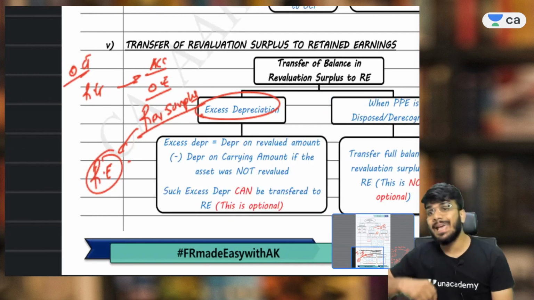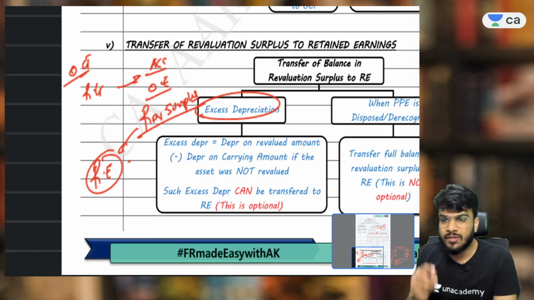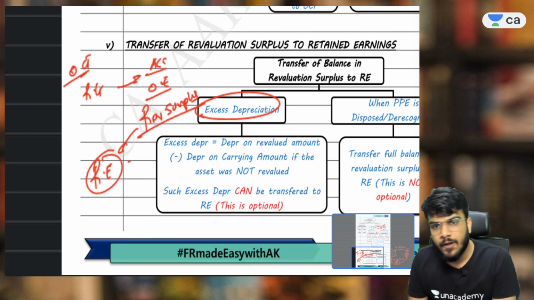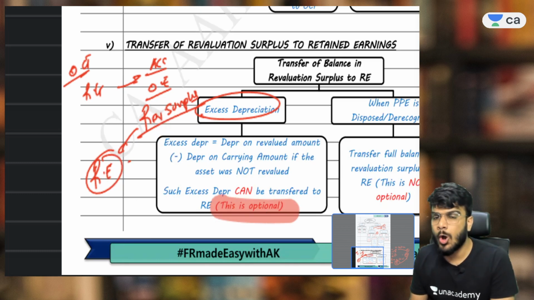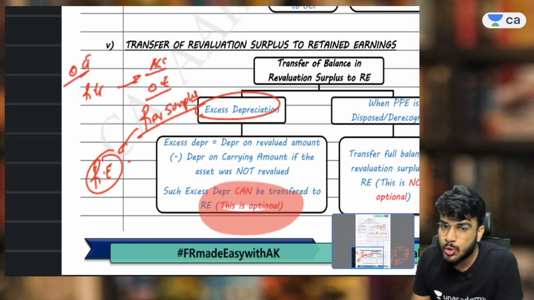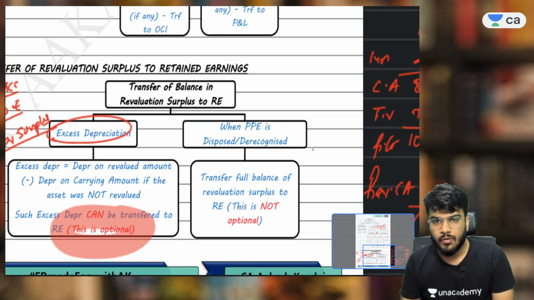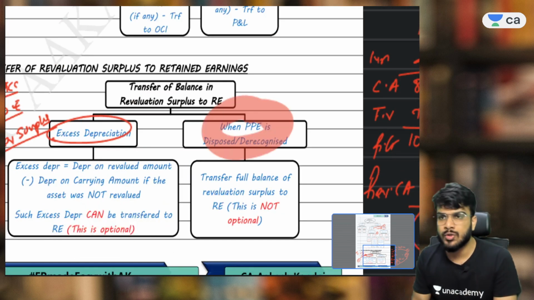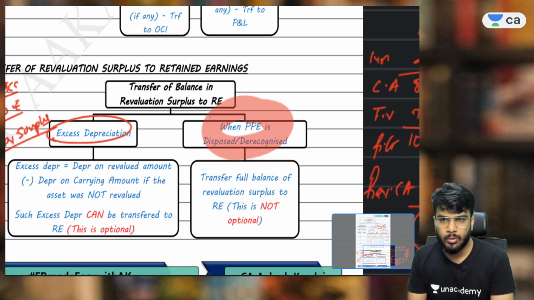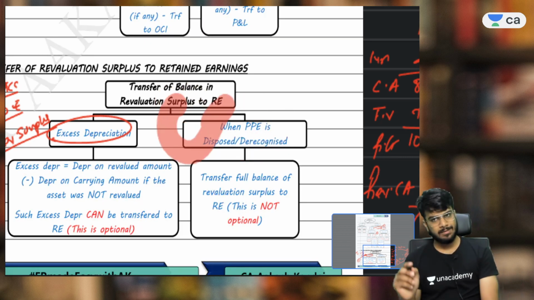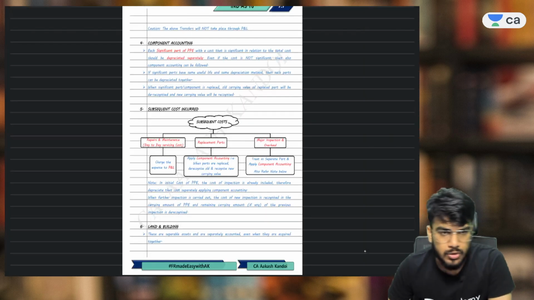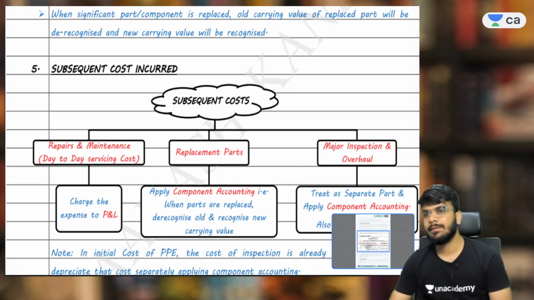So the company has an option to transfer such excess depreciation from revaluation surplus to retained earnings. And this is optional. That means if the company chooses to do this, then only you have to do this in exams. It is not compulsory. But when the asset is disposed or the life is over, at that time compulsorily you have to transfer all the surplus balance to retained earnings. Please remember that point. Okay. Chalo. So this was measurement.